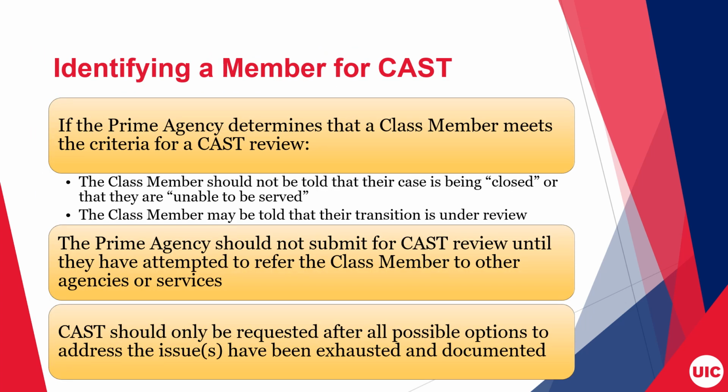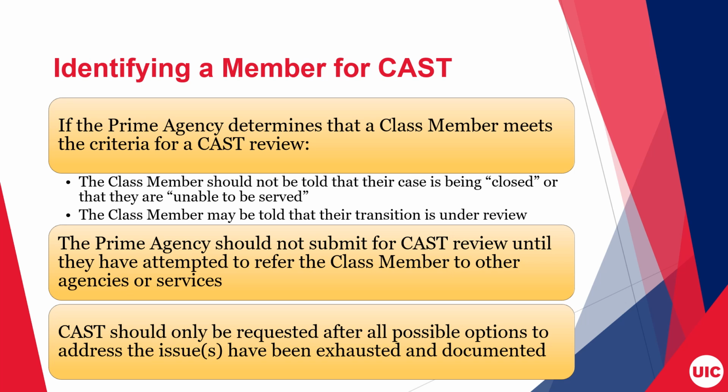If the prime agency determines that the class member meets the criteria for a CAST review, they should not tell the class member that their case is being closed or that they are unable to be served. This minimizes class member confusion during the CAST process. The class member may be told that their transition is being reviewed. The prime agency should attempt to refer the class member to other agencies or services wherever possible in an effort to facilitate the opportunity for a safe transition for the class member. These attempts should be documented in the agency's notes.